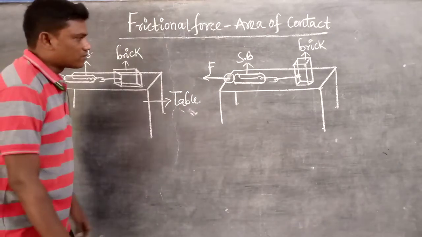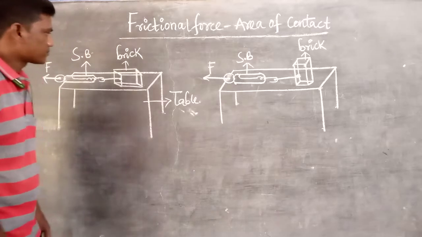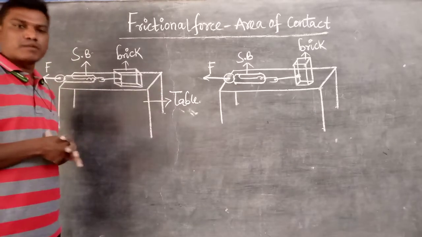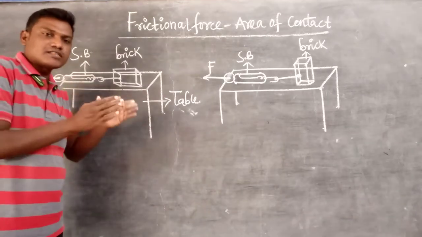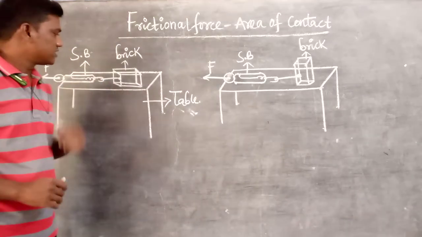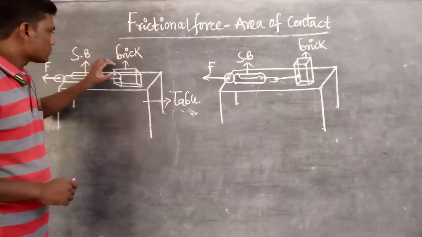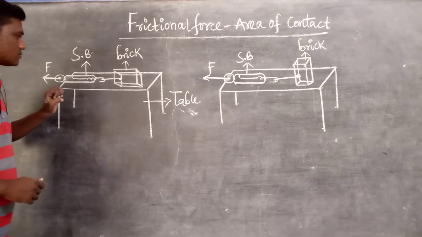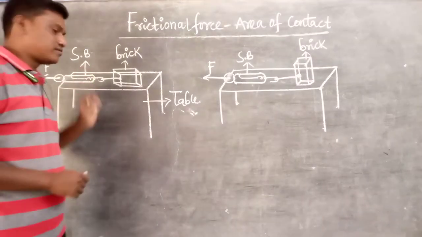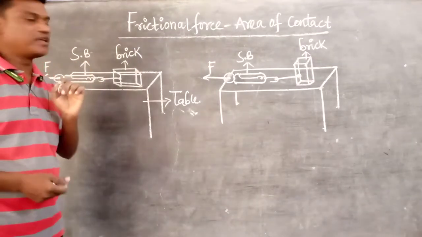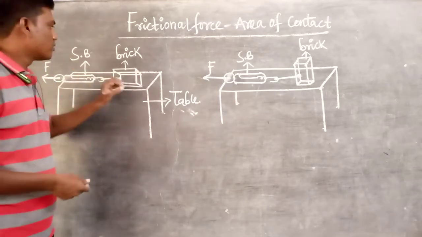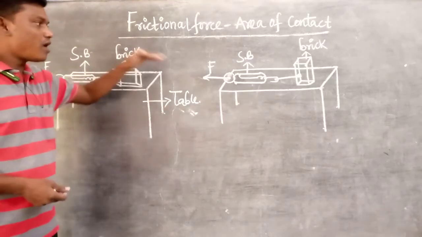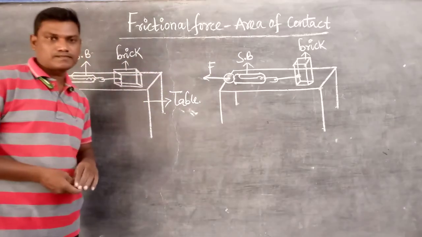So, listen, all of you, students. If we conduct this experiment, the materials required are a table, a brick, a spring balance, and a thread or a tiny rope. These are the materials required to perform this activity.